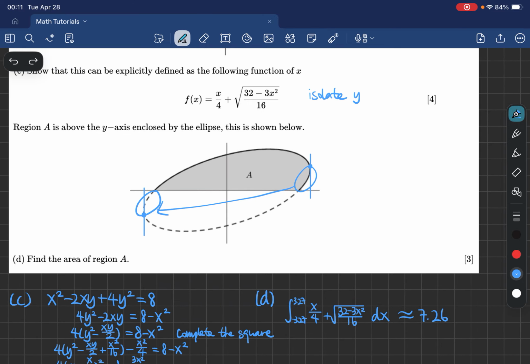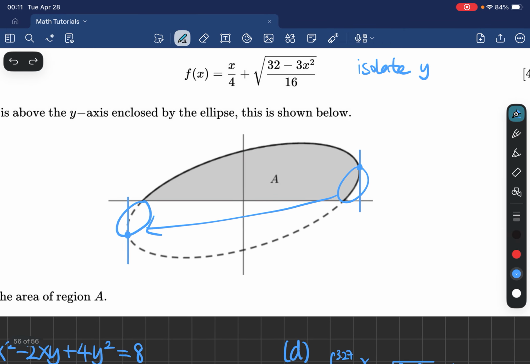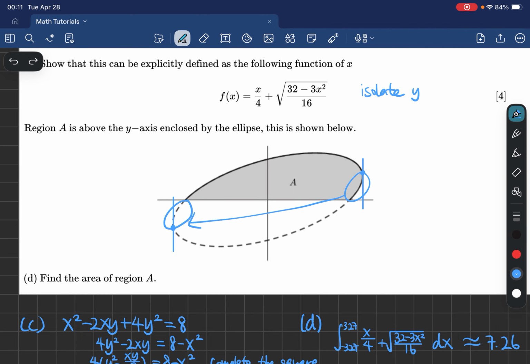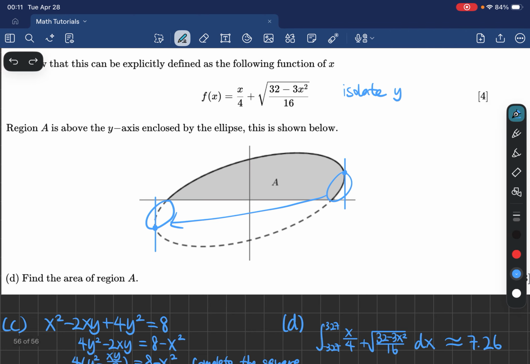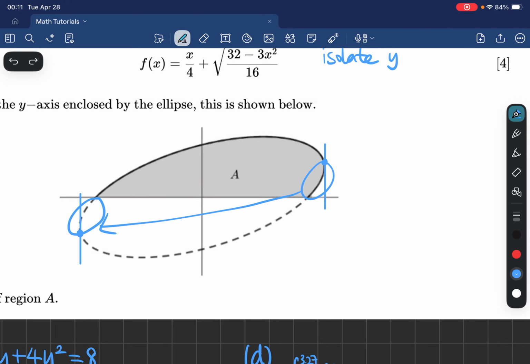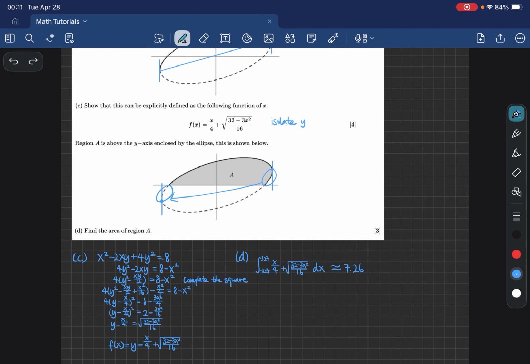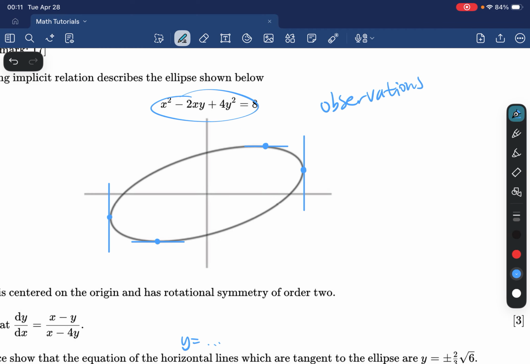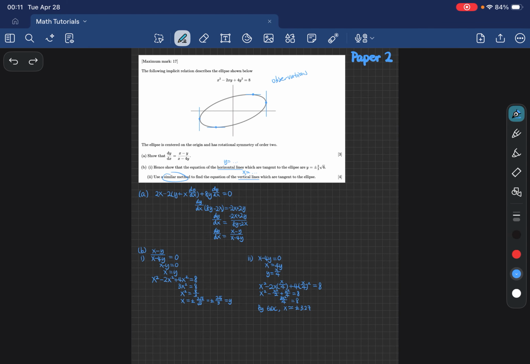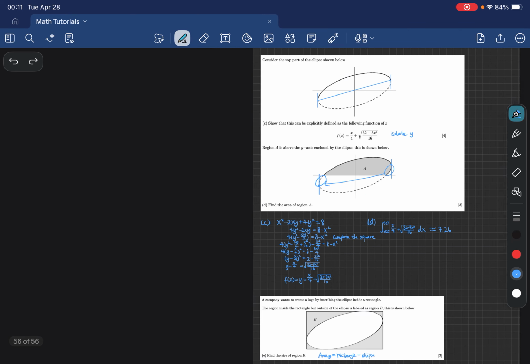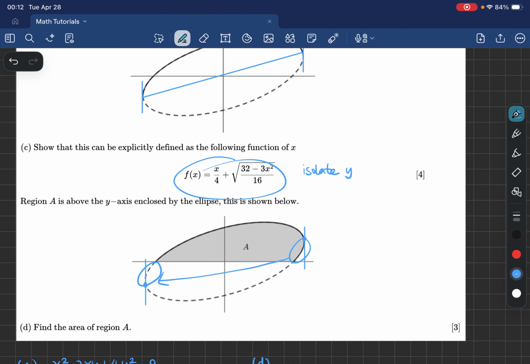And part D says that the region A above the x-axis, so this region is enclosed by the ellipse, and it wants us to find the area of region A, right? So you can't really use the original formula to write an integral because it has x and y both in there, right? So you only want a function formula with x inside, so you need to take advantage of this one.